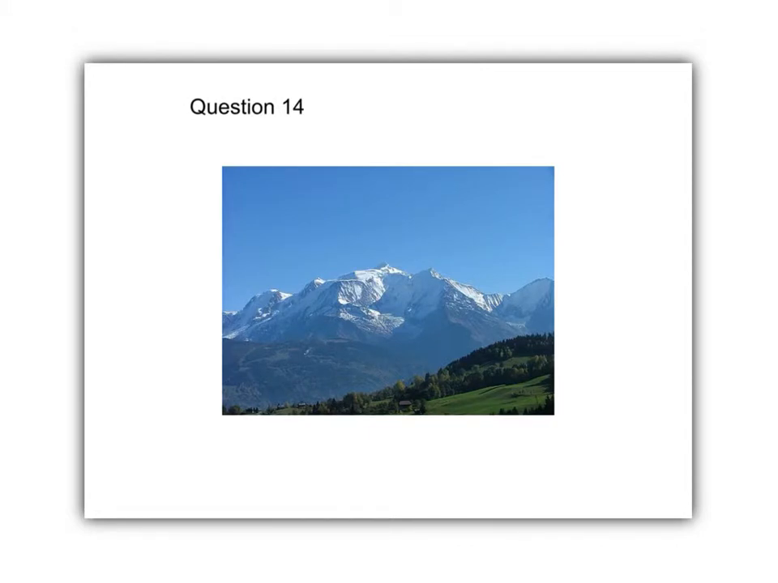Question 14. An example of folded mountains, and what you're seeing here are the Alps. The Alps are a good example of folded mountains. That's how they were formed.